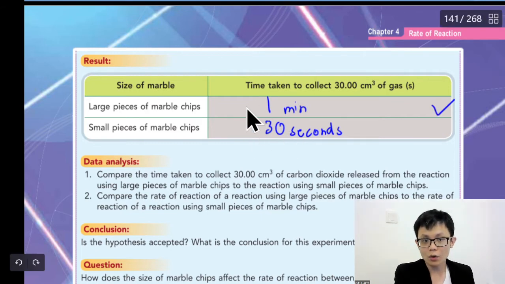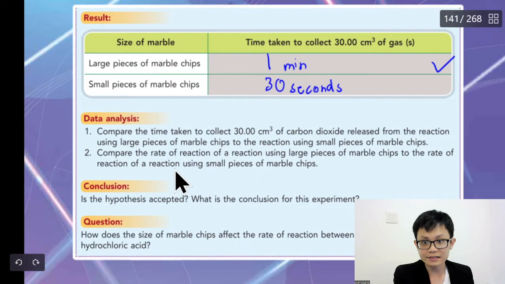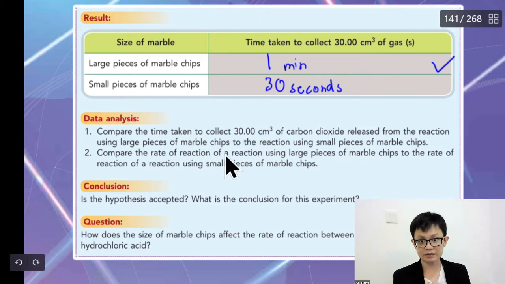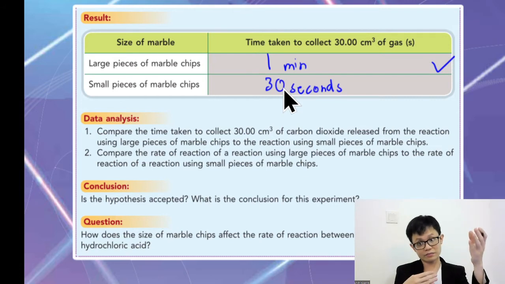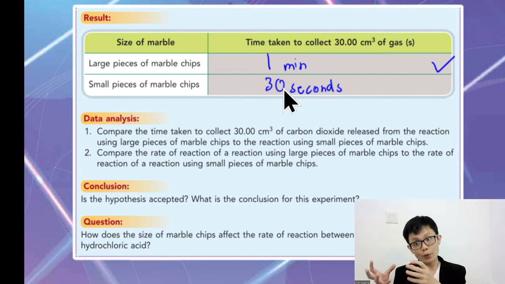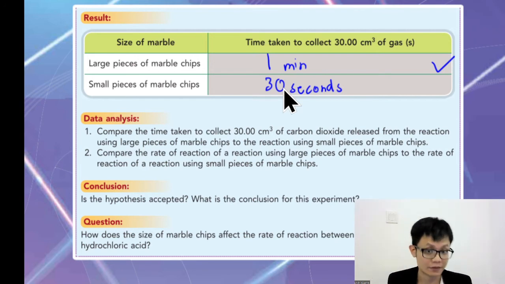Okay, so data analysis: compare the time taken to release 30 cm of carbon dioxide from the reaction using large marble chip and small. So I already compare. 1 minute minus 30 seconds will be around 30 seconds. That's the difference, because the question asks me to compare. So the large marble chip takes 30 seconds more to produce 30 cm than the small pieces of marble chip.